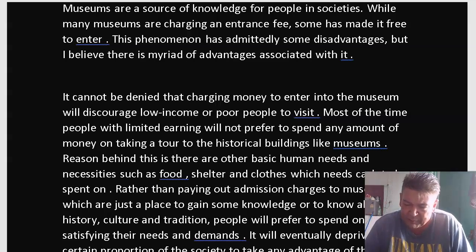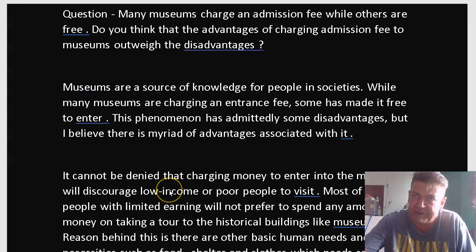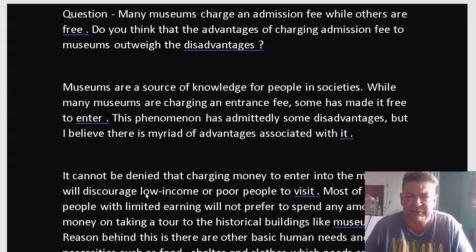Now, why am I doing this one? Well, because here we have an advantages and disadvantages academic question, and I don't see a lot of those. I don't know why people don't choose to do them, because you will get them. All right, what is our question today?